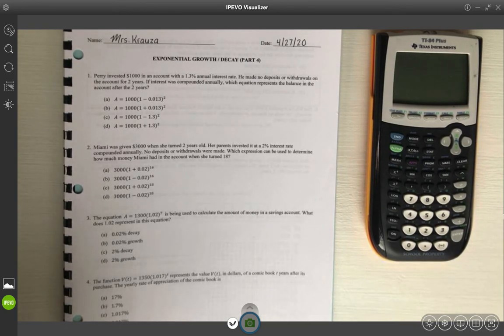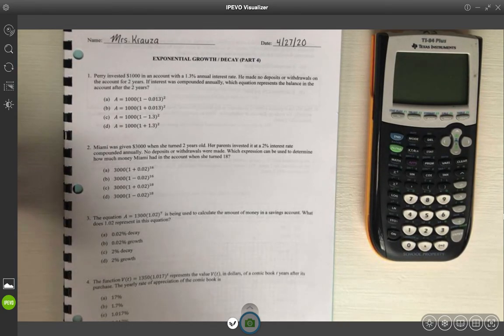Number one says Perry invested $1,000 in an account with a 1.3% annual interest rate. He made no deposits or withdrawals on the account for 2 years. If interest was compounded annually, which equation represents the balance in the account after the 2 years?